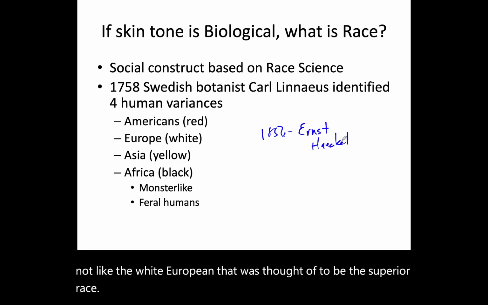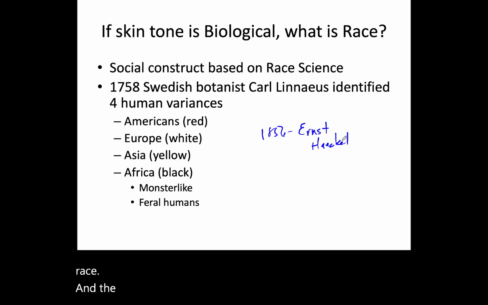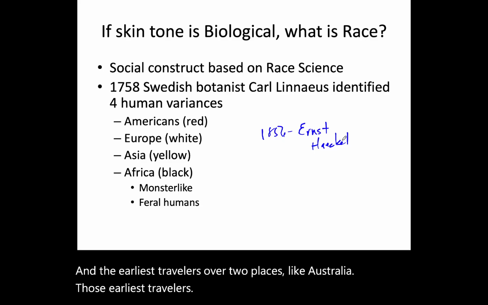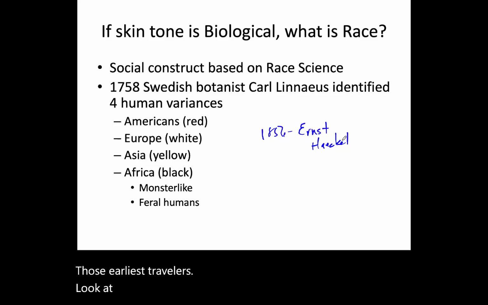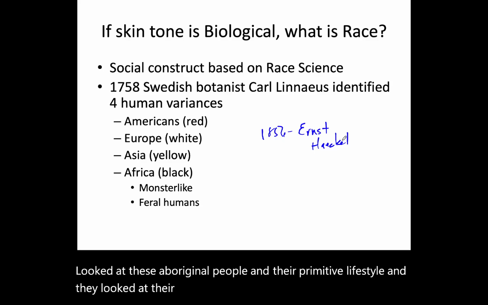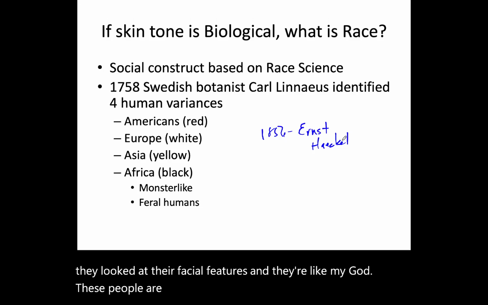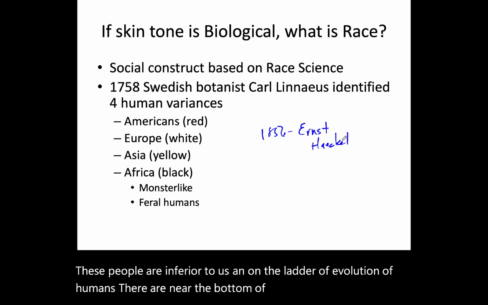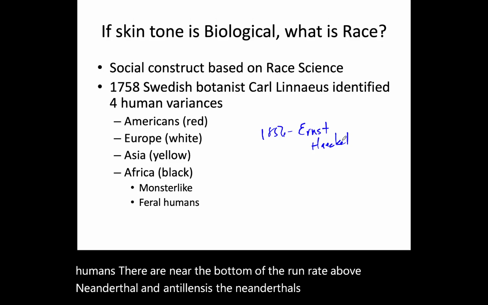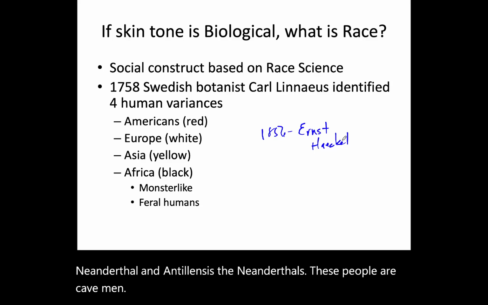And the earliest travelers over to places like Australia looked at these Aboriginal people and their primitive lifestyle, and they looked at their facial features and they're like, oh my God, these people are inferior to us, and on the ladder of evolution of humans, they're near the bottom of the rung, right above Homo neanderthalensis, the Neanderthals. These people are cavemen. We can control them.